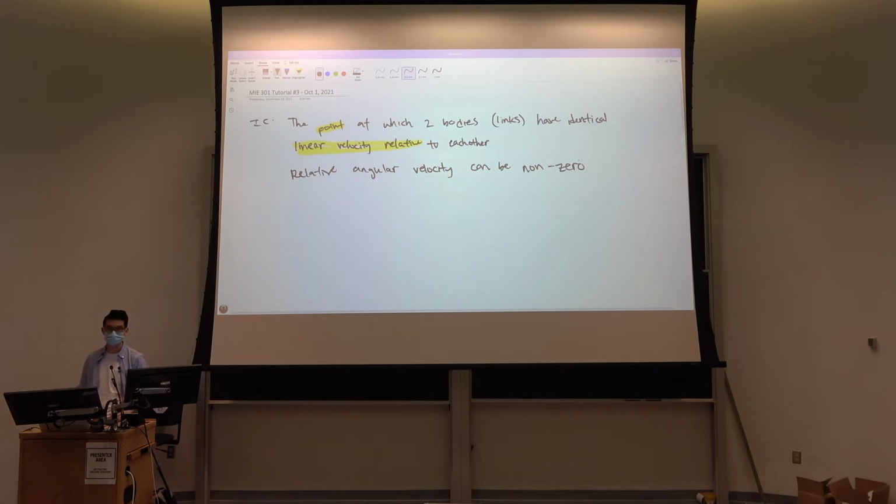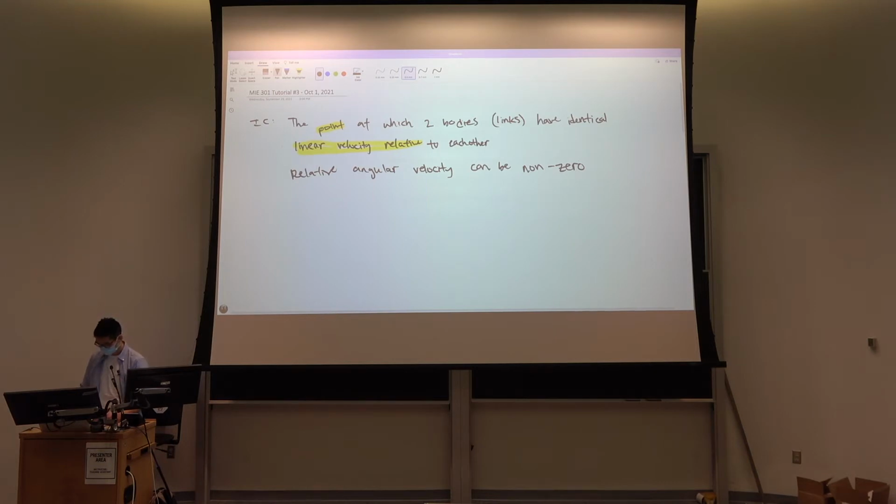And the reason this is useful is because it allows you to calculate the velocity of different points fairly easily. If you have the base link, which is the fixed reference frame, you can calculate the velocity of any given point relative to the fixed frame. If you know where a link's instant center is relative to the ground, you can know right off the bat the velocity of any point on that link.